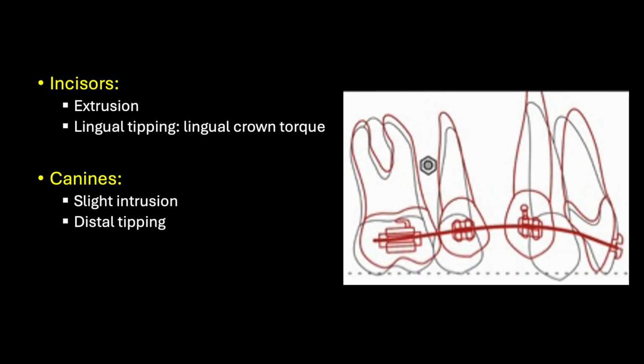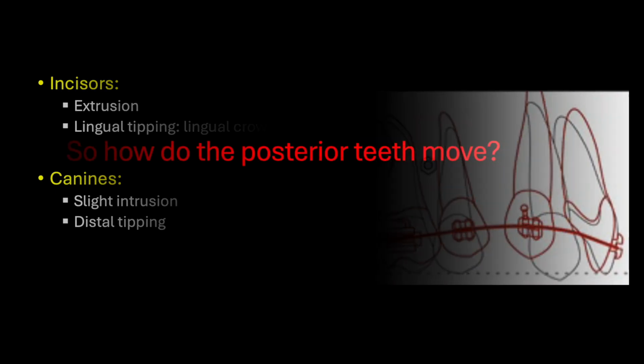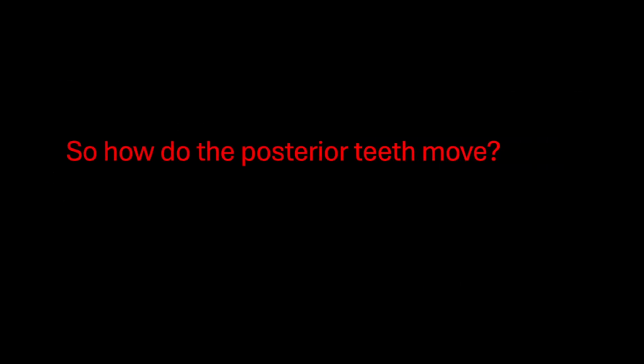To conclude, we have at the incisors, it will extrude and lingual tip. And with the canine, we have slight extrusion and distal tipping. At this time, we might ask, how do the posterior teeth move?